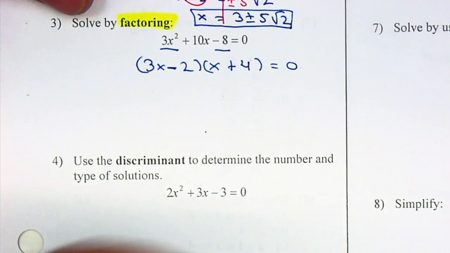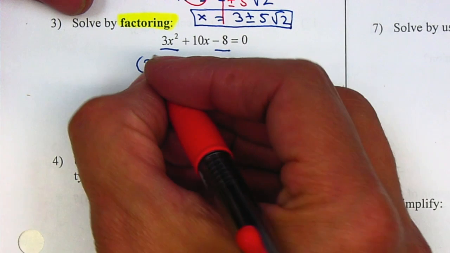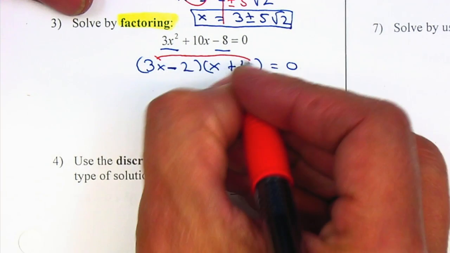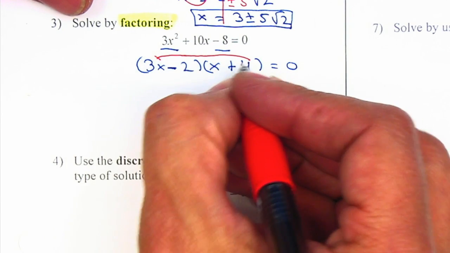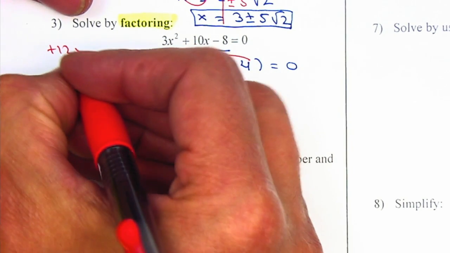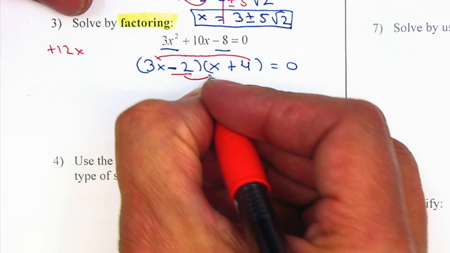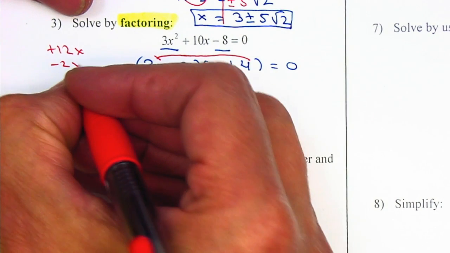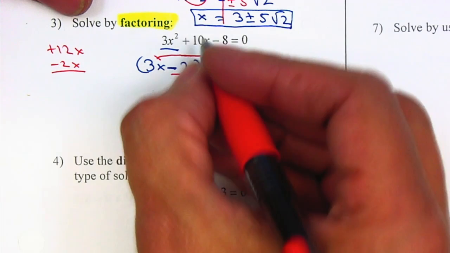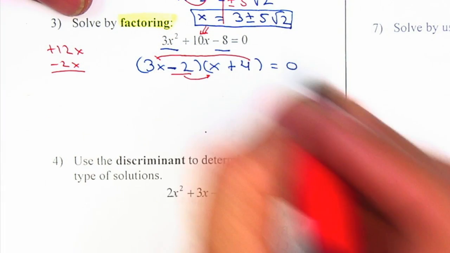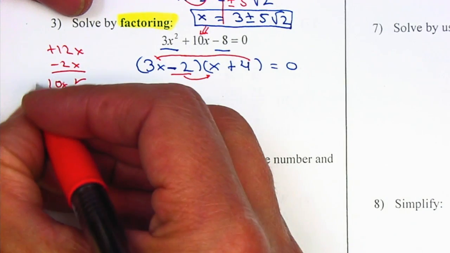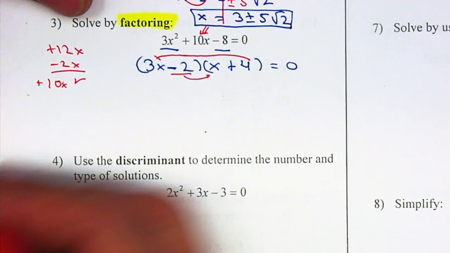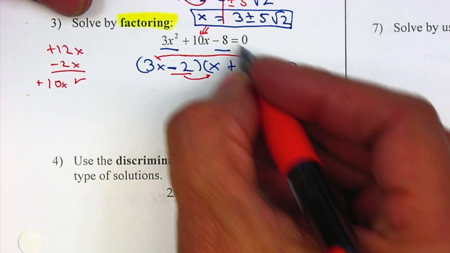You want to double check to make sure that you have factored correctly. So let me double check. I know that 3x times x is 3x squared. 3x times 4 is positive 12x. Negative 2 times x is negative 2x. If I add them together, does it give me positive 10x? Yes. It matches. And if I multiply negative 2 times 4, it gives me negative 8.